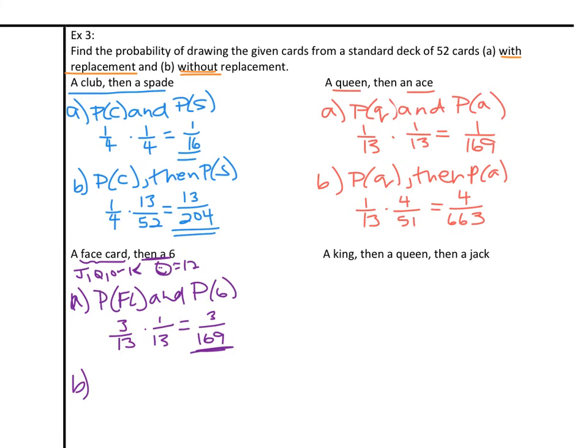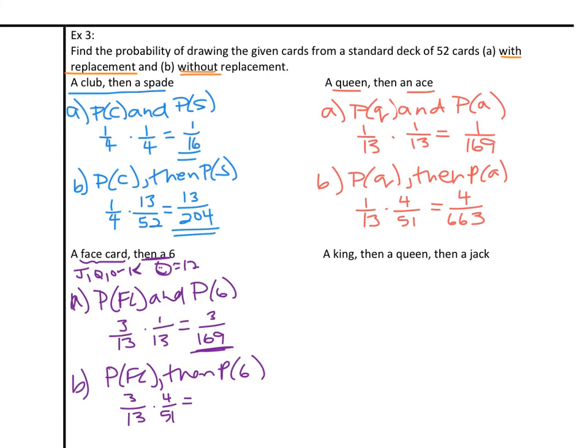And again, if we change things up, we'll have 3 out of 13. Sorry. We'll write it out first, and then we'll write out our probability. So our probability of a face card, we set it aside, and then we pick out our 6. There we go. So our first probability, again, never changes. That's going to stay as is. But then our second probability becomes 4 out of 51.